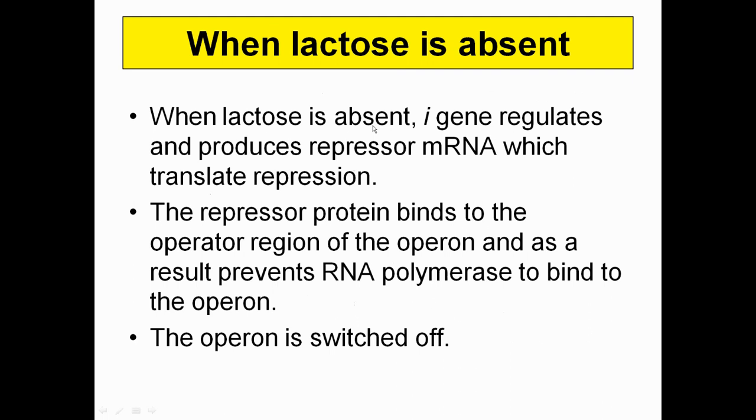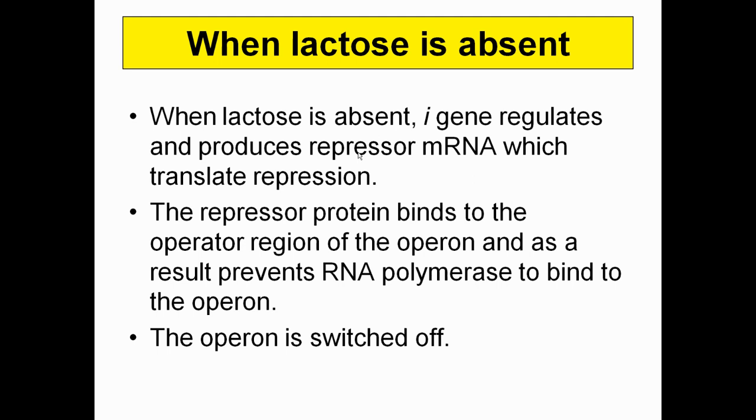Now come to the part: what happens to the whole gene system when lactose is absent, and what happens when lactose is present. So we have to study two concepts. When lactose is absent, we are discussing the first part, that is the regulatory part. When lactose is absent, the I gene regulates and produces a repressor protein, and that repressor protein binds with the operator region, and that region is very crucial for the binding of the RNA polymerase, and that is blocked by the repressor protein.